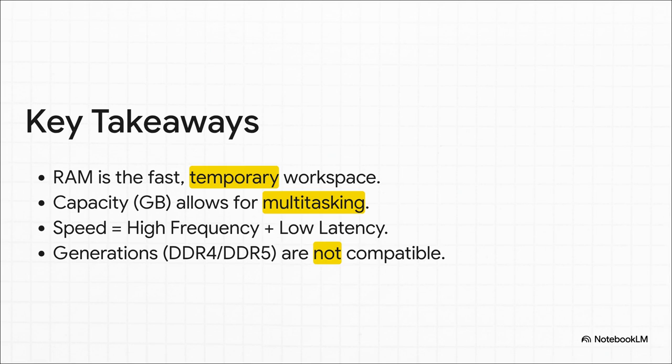All right, let's do a quick recap. 1. RAM is your computer's super fast temporary workbench. 2. Capacity, those gigabytes, determines your multitasking power. 3. Real speed is all about that balance between high frequency and low latency. And 4, and I'll say it again because it's that important, generations like DDR4 and DDR5 are not interchangeable.